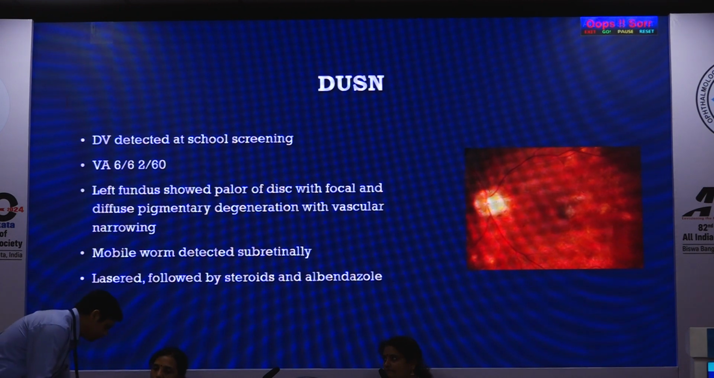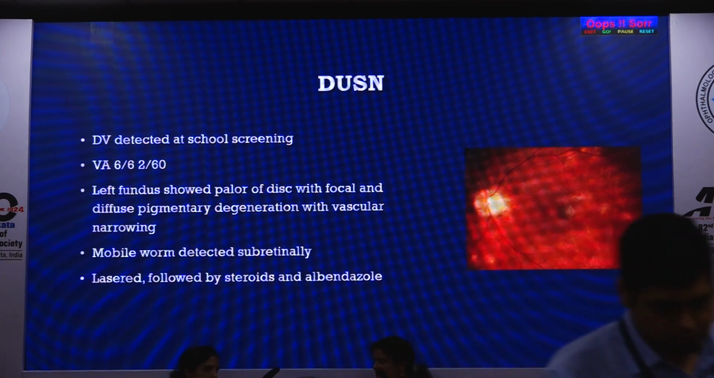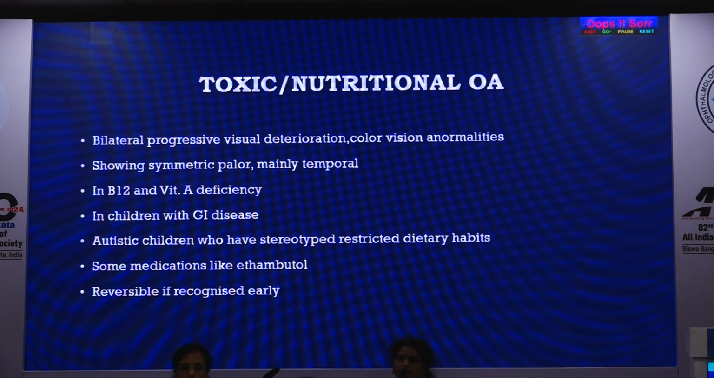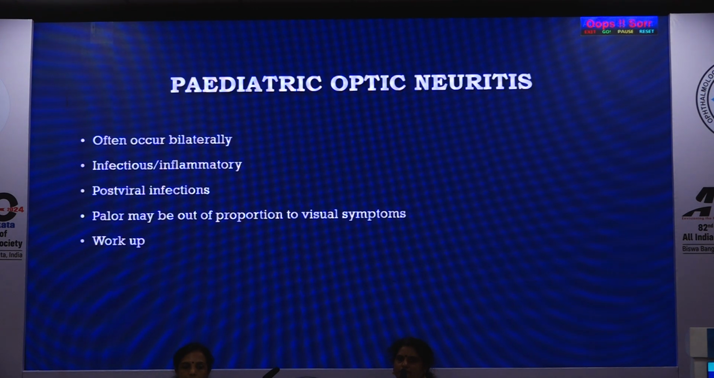This is not an uncommon situation where there is a diffuse unilateral subacute neuroretinitis with a fundus showing thinning of the arteries, arterial attenuation, marked chorioretinal changes, and a motile nematode may be seen on fundus examination, which may respond to laser treatment. And nutritional optic atrophy occasionally, especially in an autistic child who has a stereotyped diet, sometimes presents with pallor.